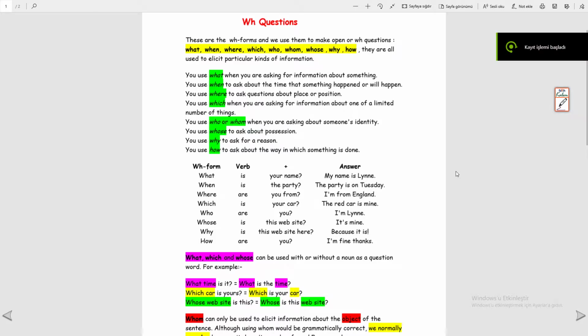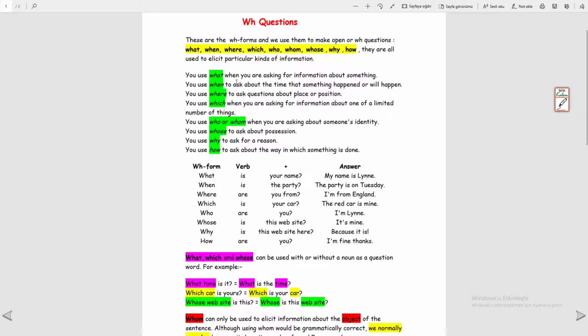Hi friends, today we are going to talk about WH questions, and what are they? These are the WH forms, and we use them to make open or WH questions. These are what, when, where, which, who, whom, whose, why and how, and they are all used to elicit particular kinds of information. Okay, you use what when you are asking for information about something.